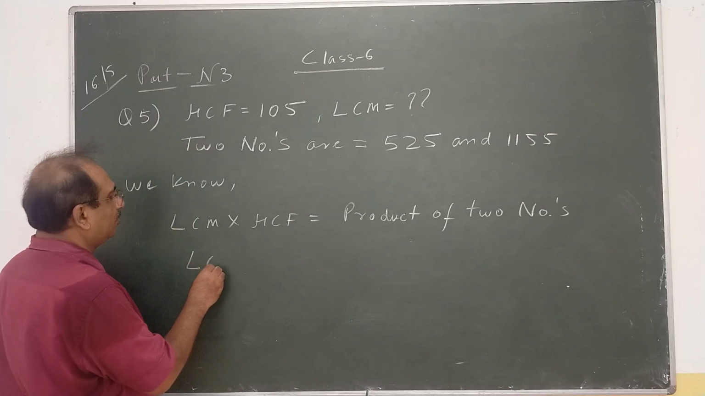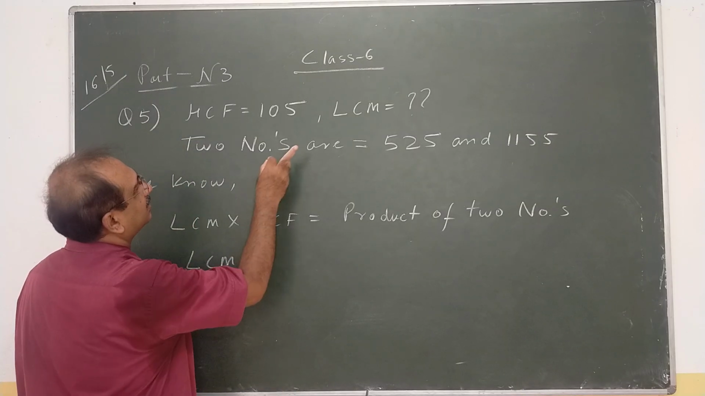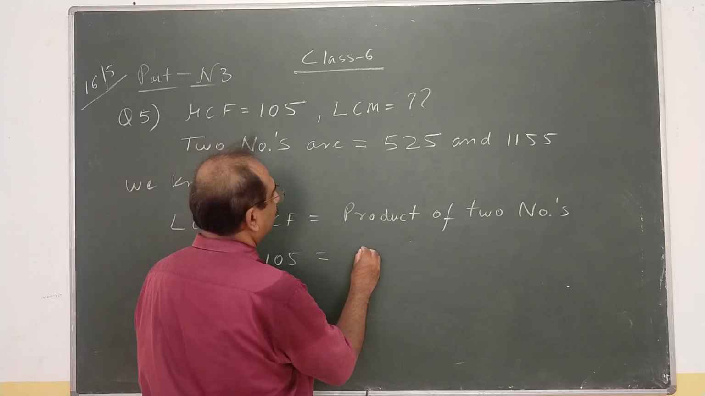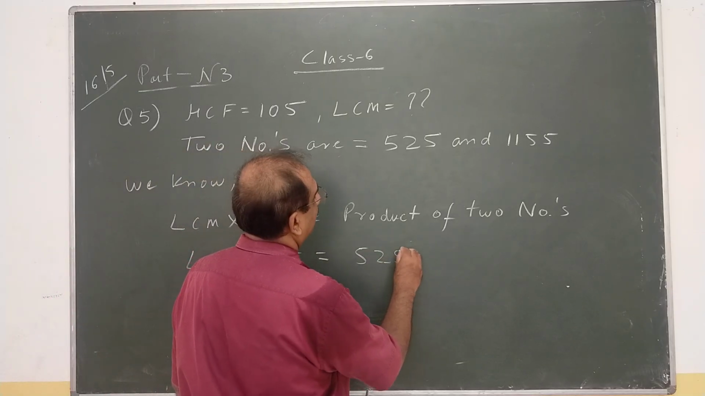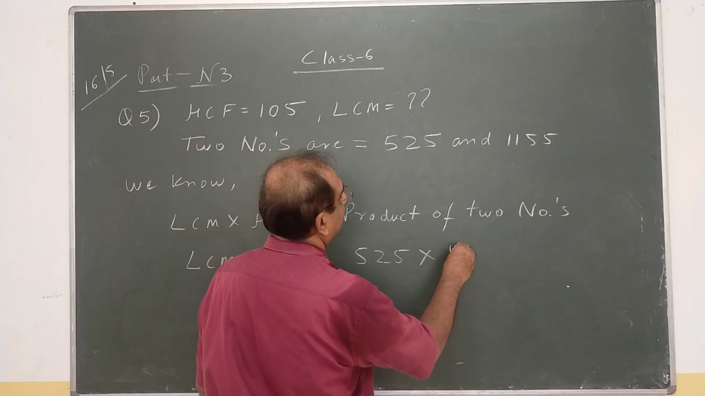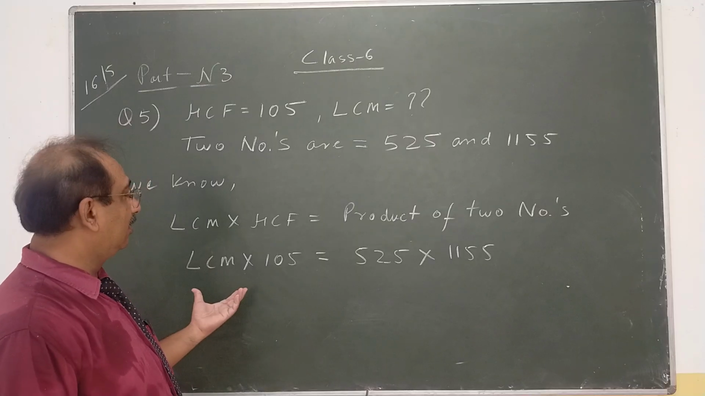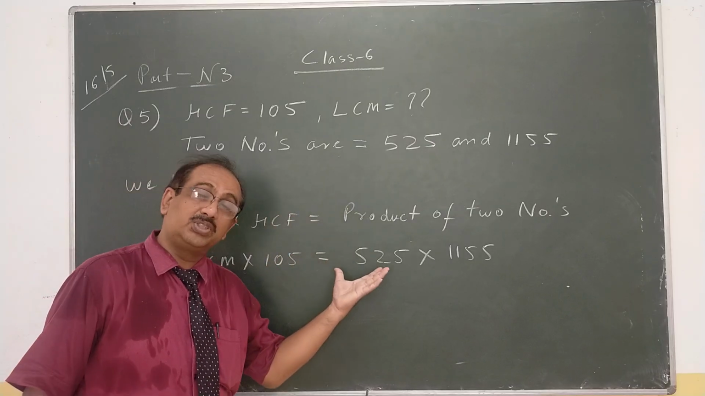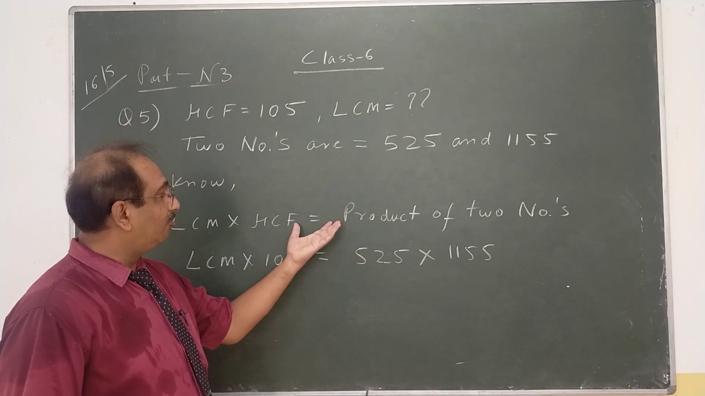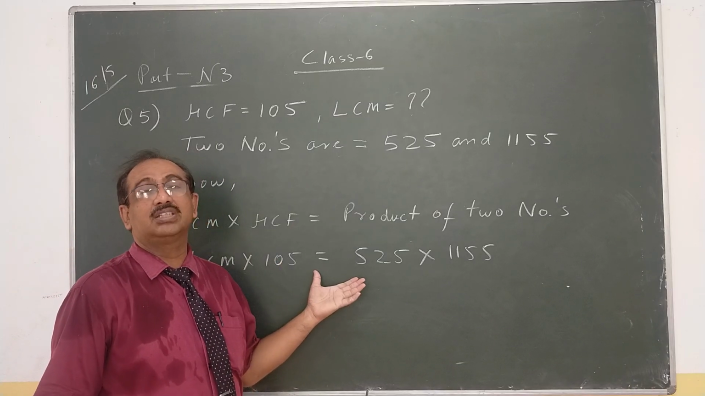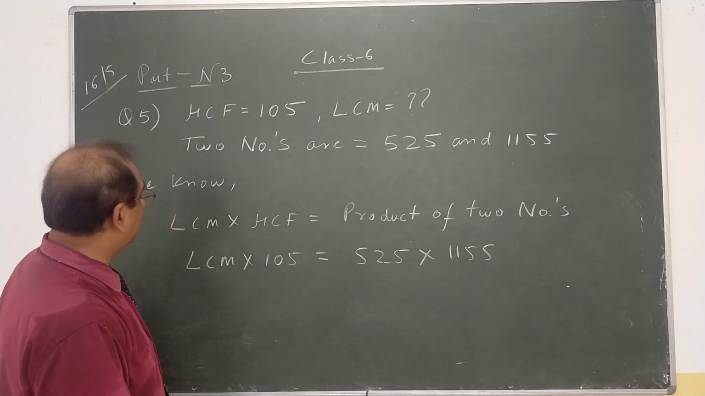So LCM we don't know, children. HCF is 105. Two numbers are 525 into the other number 1155. See, quite big values we have in class 6. So one thing is to substitute the value, you will get 1 mark here, 1 mark here maybe if it's a 5-mark question. But the main thing is solving, children, which you need to practice.